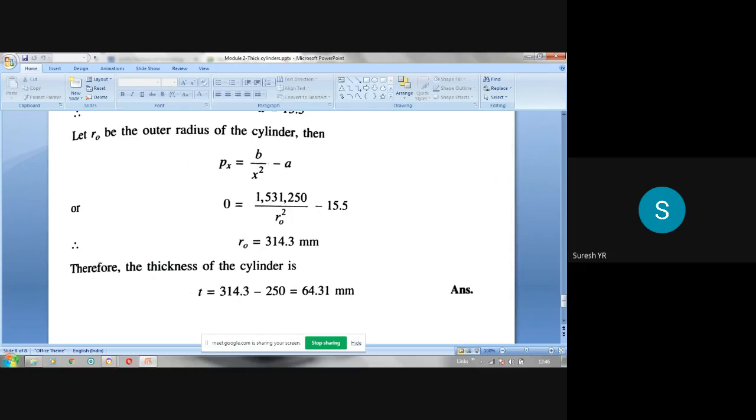These portions, thin cylinder and thick cylinder, will be there for the next test. I'm going to include this in the next test. Two concepts I have not covered in module 2: one is Mohr circle, another one is failure theory. Those two things I will explain after I complete module 3.